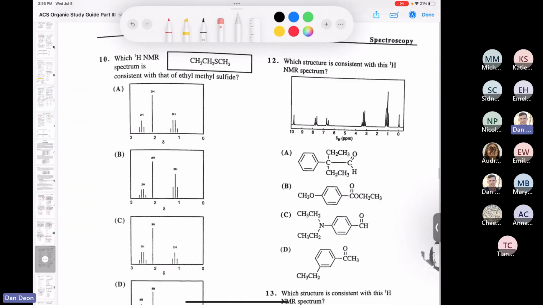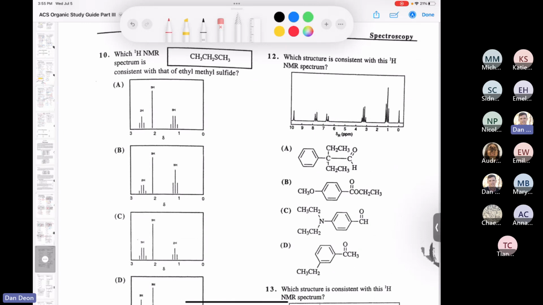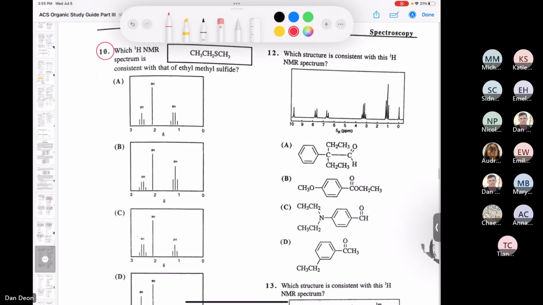Let's try number 10, because this kind of thing shows up on the MCAT sometimes. Question number 10. Which proton NMR spectrum is consistent with ethyl methyl sulfide? So the first one, we have a triplet that integrates for 2 protons. Then we have a singlet that integrates for 3, and a quartet that integrates for 3 protons.